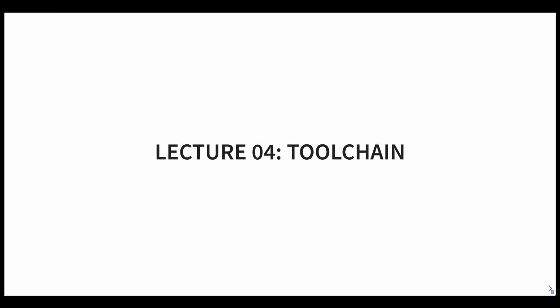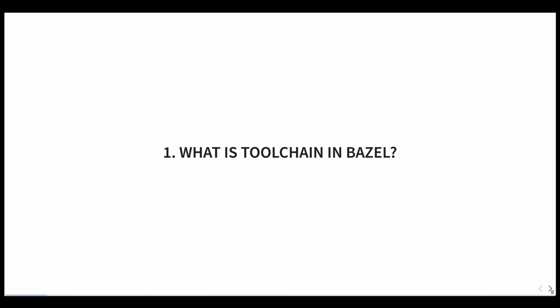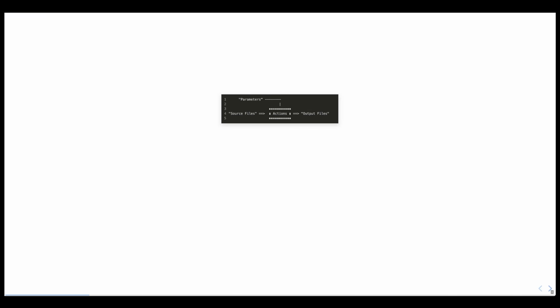This time we talk about toolchain in Bazel. We started by explaining what a toolchain is from Bazel's perspective. This shows how a target is built in Bazel. The rule takes in the source files, performs a sequence of actions, and then produces the output files.